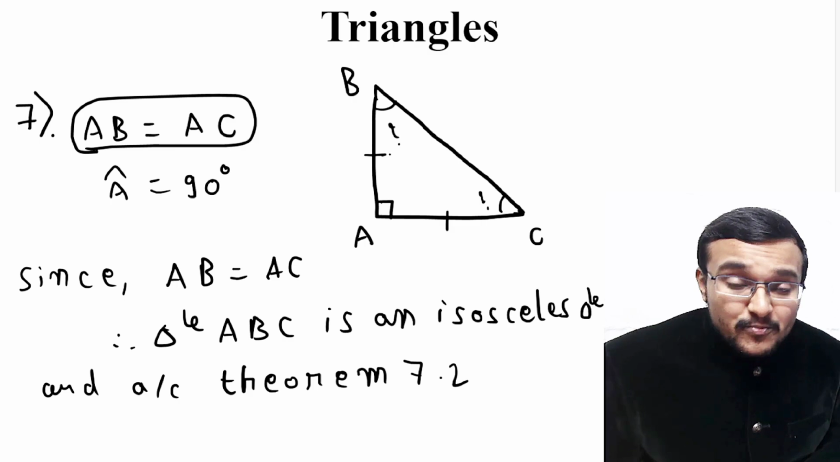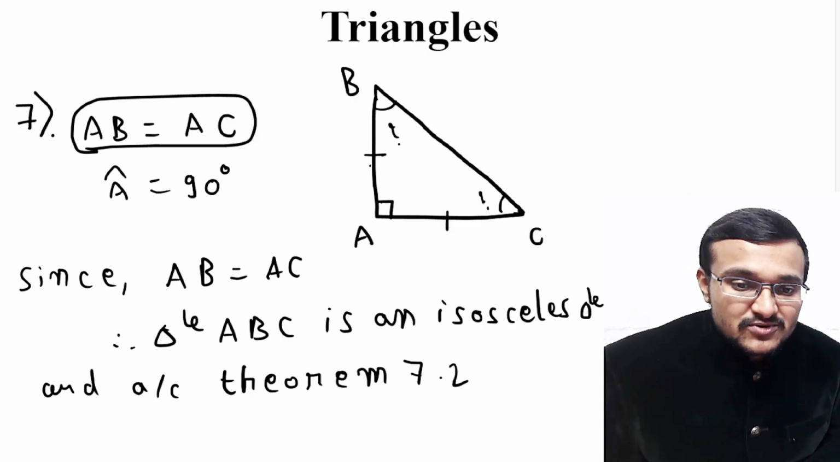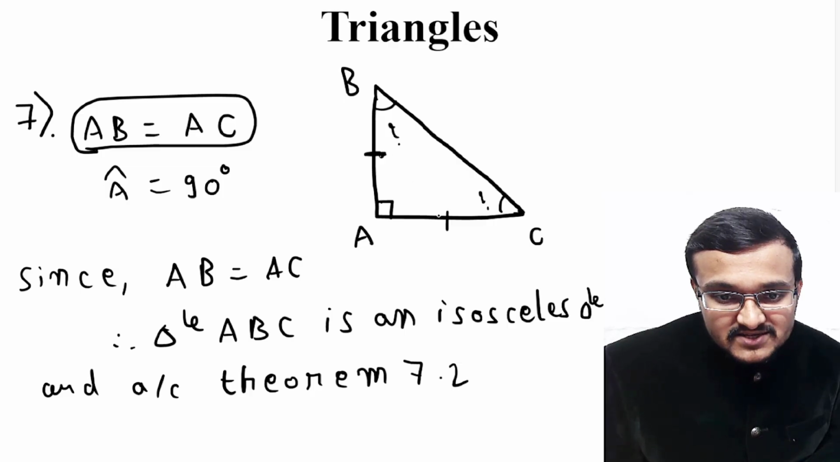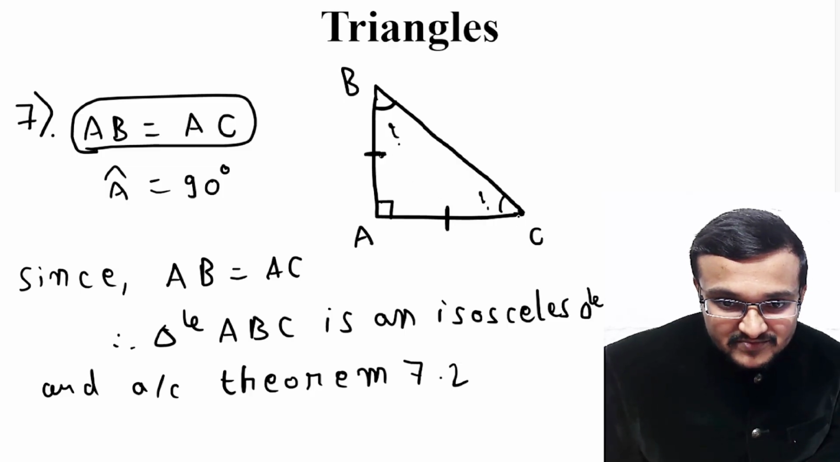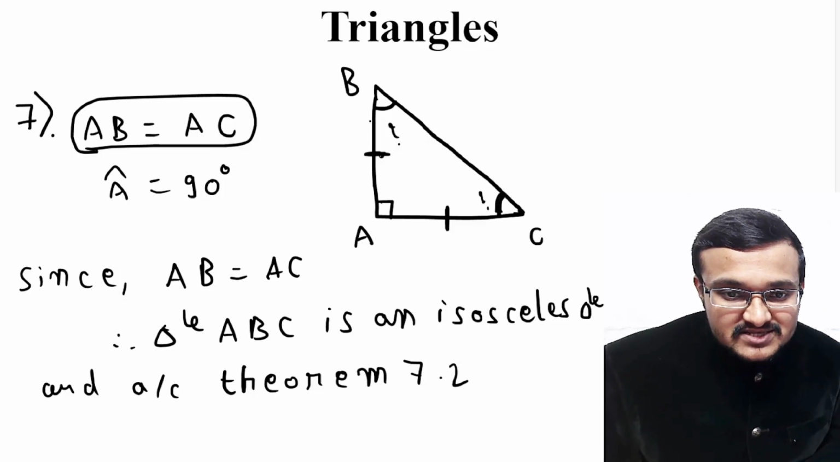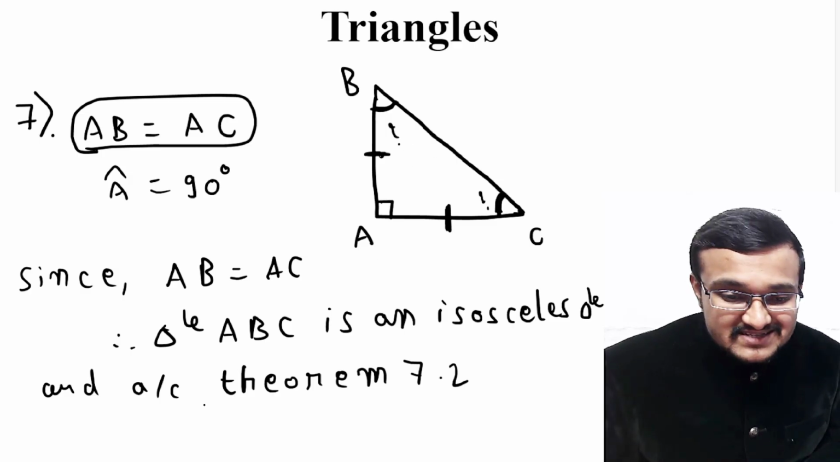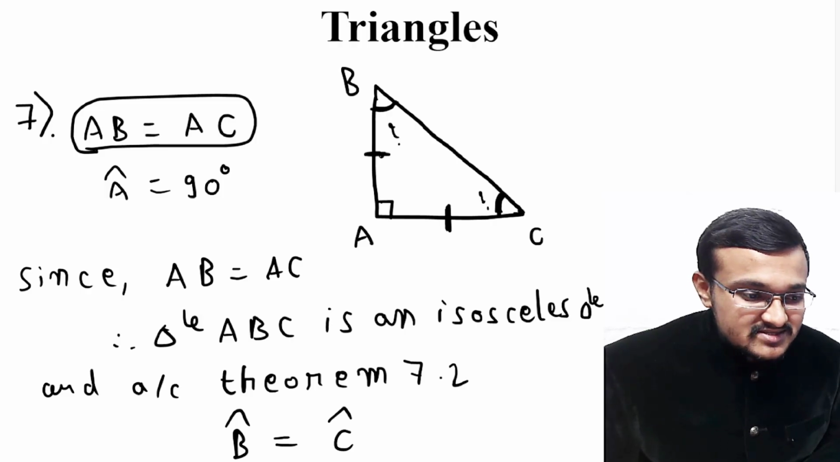According to theorem 7.2, the angles opposite to the equal sides should also be equal. So these are the equal sides, and the angles opposite to these equal sides are this particular angle B and this particular angle C. C is opposite to this side and B is opposite to this particular side. So B and C will be equal to each other. B is equal to C.